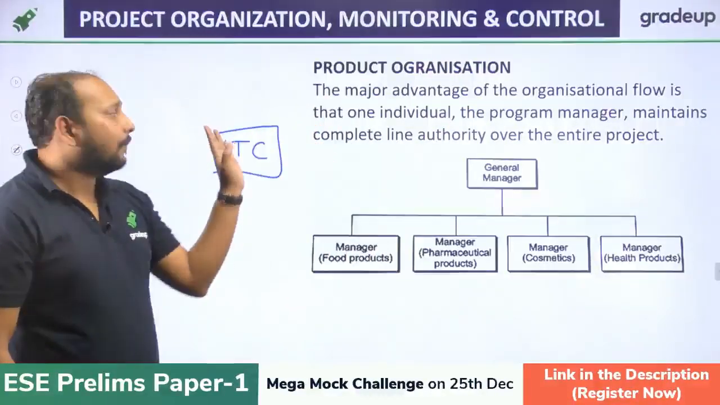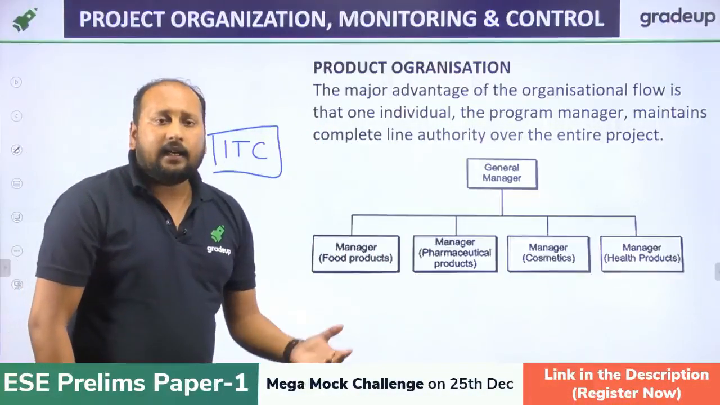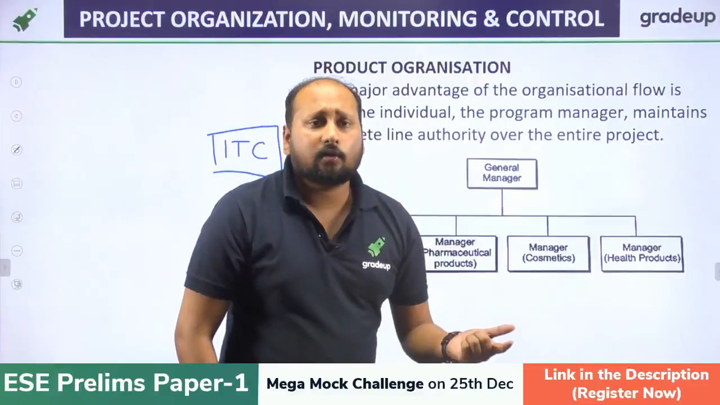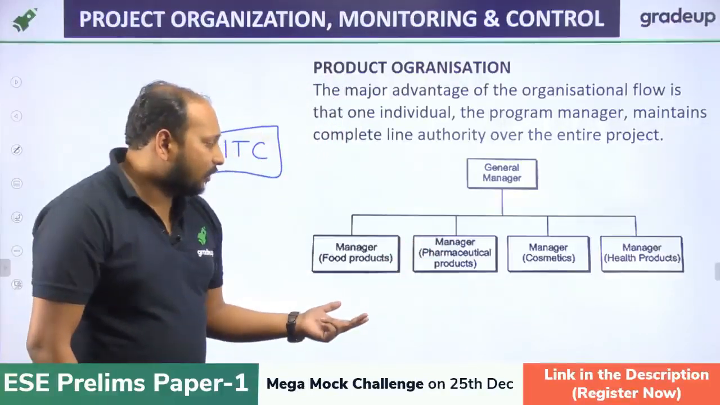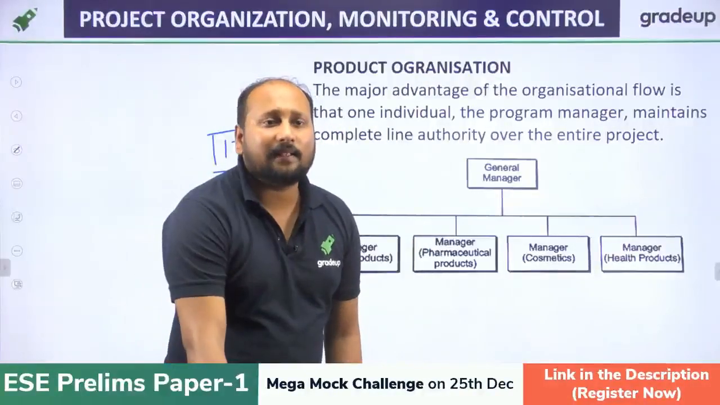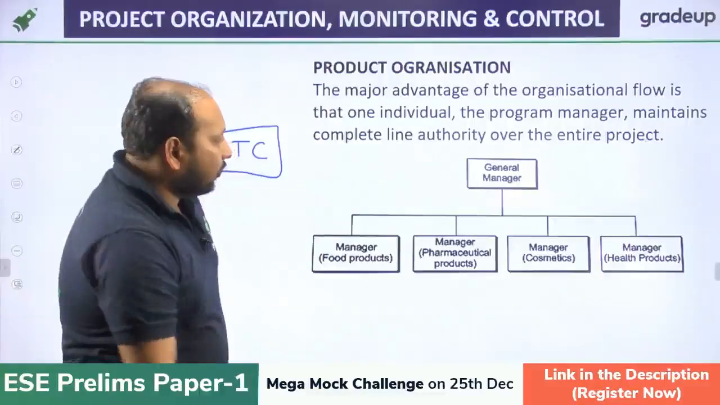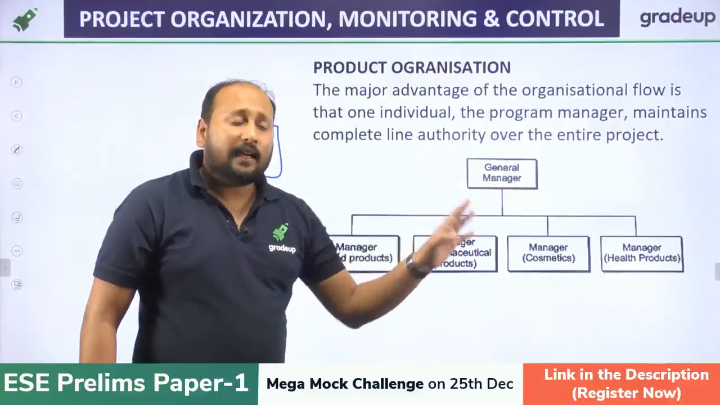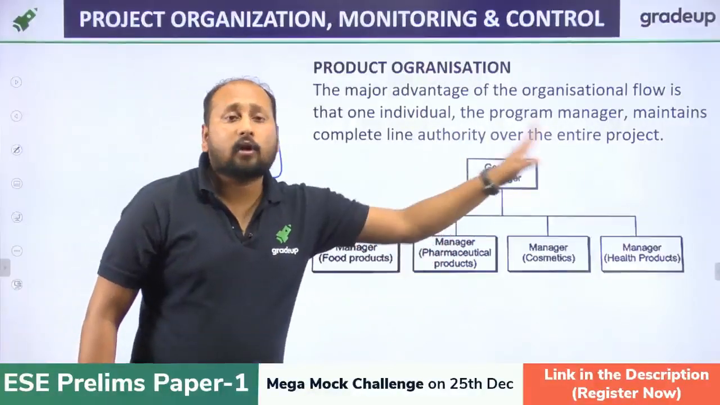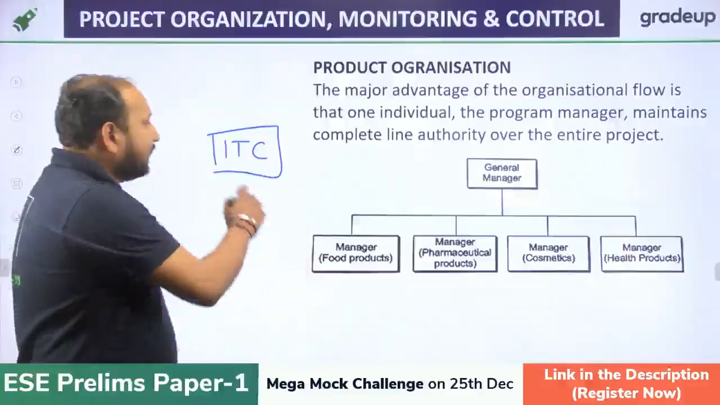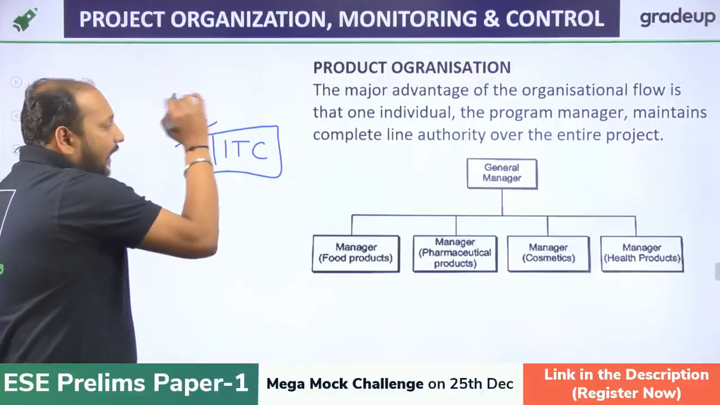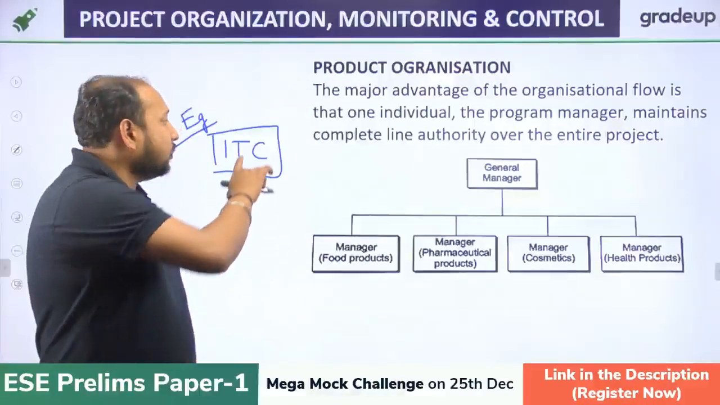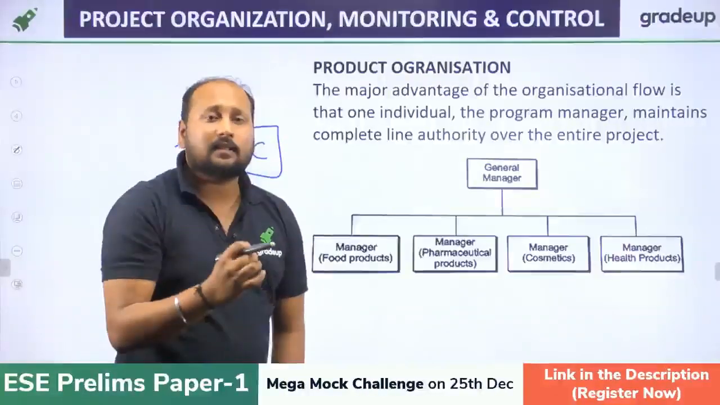I have given you the basic example like ITC. In ITC we have food items, beauty products, some medical and pharmaceutical products also. Once again, the previous one was structuring on the basis of function, but in this case we are structuring on the basis of product. Let us take the example of ITC, which is a conglomerate. Conglomerate means we have different businesses under this ITC.